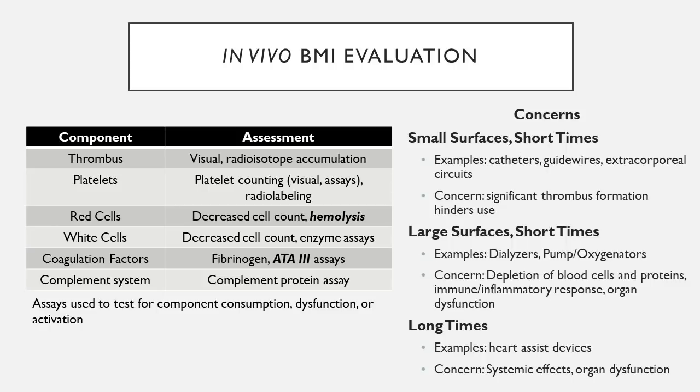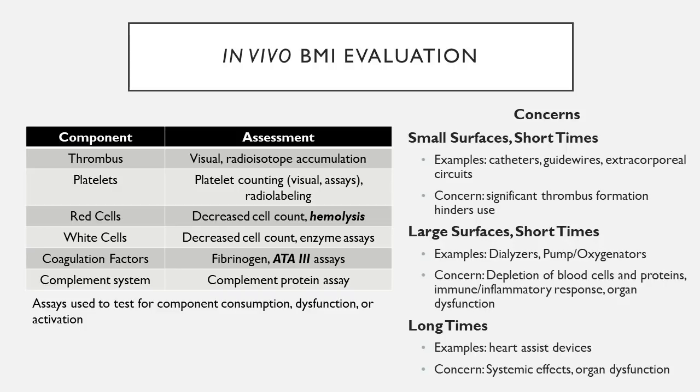You can do the same thing with white cells as well, and other enzyme assays that are specific to different leukocytes. There's also evaluations of different coagulation factors like fibrinogen. I mentioned the TAT assay a number of times. Again, that complex of antithrombin 3 with thrombin can give a great indication on a material's BMI. And then finally, we can look at activation of complement through different complement protein assays. And all these can look at the different consumption rates, the dysfunction, or even activation and increased presence of any of these components to give us a variety of answers for blood BMI evaluations.